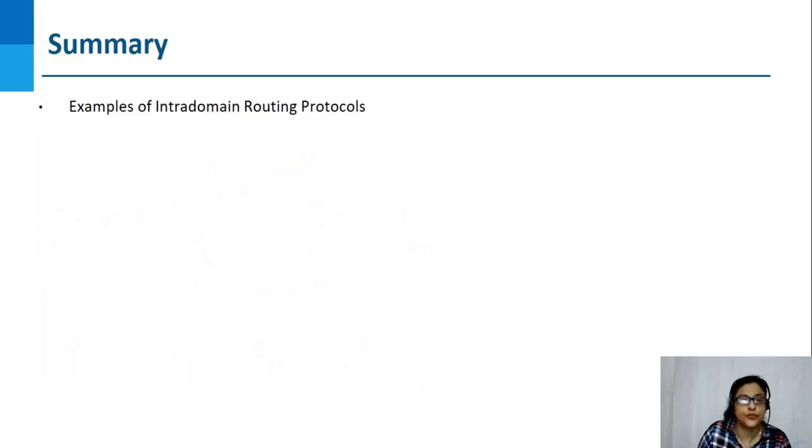To summarize, in this video, we have learned about several examples of intra-domain routing protocols. We have looked into the routing information protocol or RIP, which is based on distance vector routing. And we have looked into OSPF or open shortest path first, which is based on link state routing.